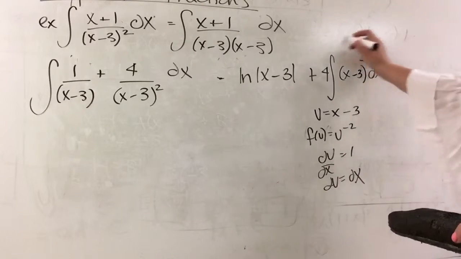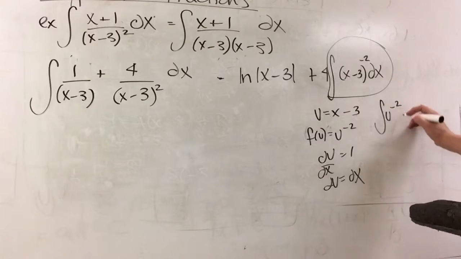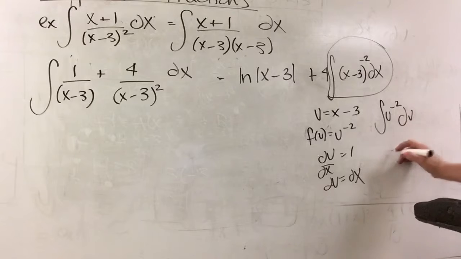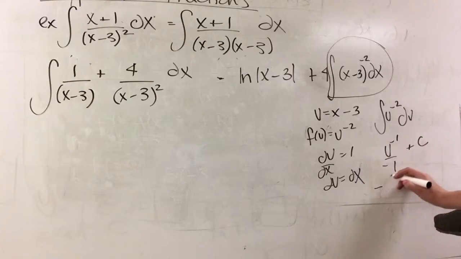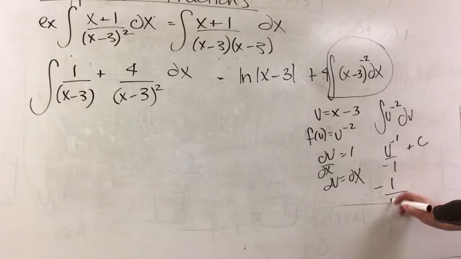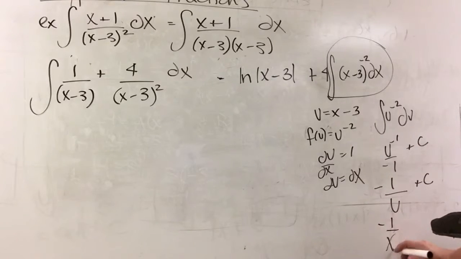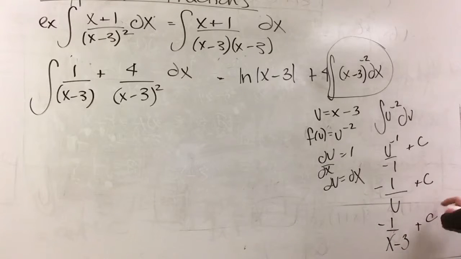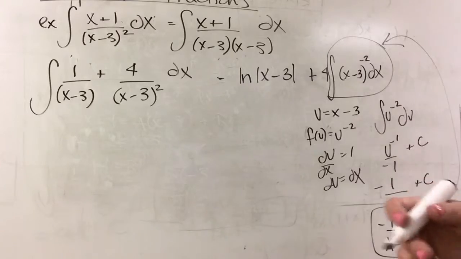Okay, so I'm just going to take this piece, I'm going to deal with him. So this whole thing is the integral of u to the negative 2 du. So u to the minus 1 over minus 1 plus c. So minus 1 over u plus c. So u is x minus 3, so minus 1 over x minus 3 plus c. So this is the integral of that. So then I'm going to go back.